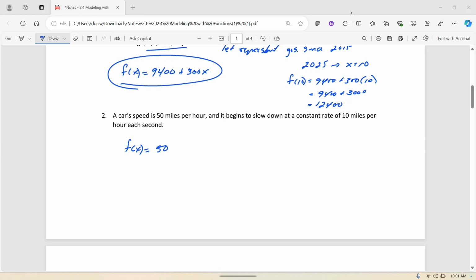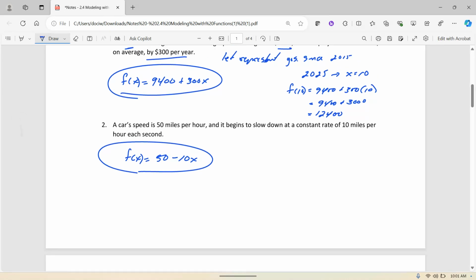The car is going to slow down. In other words, its speed is going to decrease at 10 miles per hour for each second. There's our function. Okay. In a little bit, we'll have a conversation about domain and range.